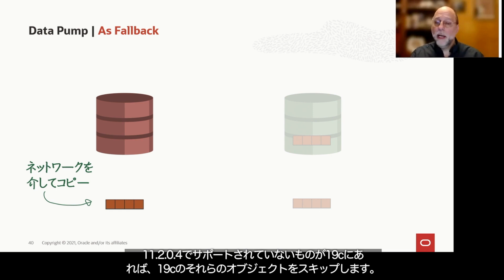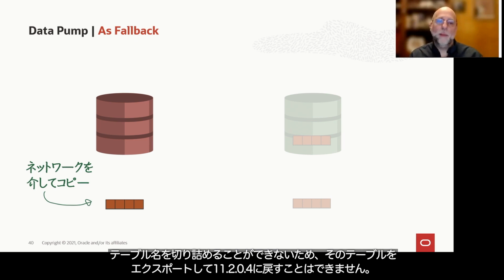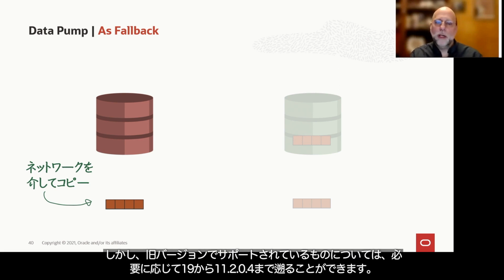Now, if there's anything in 19c that isn't supported in 11.2.0.4, we will skip those objects in 19c. So some examples there. What if you had a table that had a name that was longer than 30 bytes? You're using long identifiers. Well, we would not be able to export that table and bring it back to 11.2.0.4 because we can't just truncate the table name. But for things that are supported in the older version, we can still go back even from 19 all the way to 11.2.0.4 if needed.